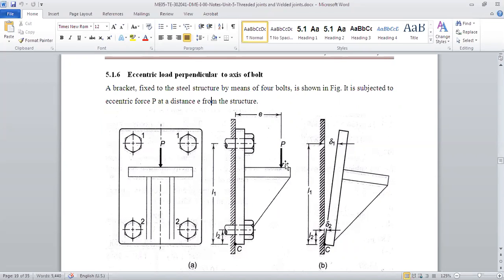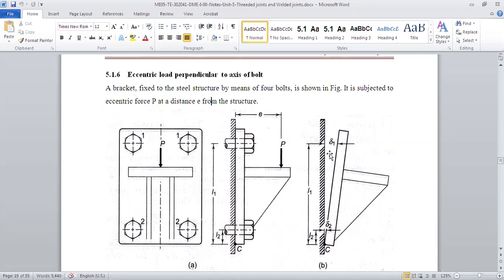Now when we are putting load P here, this whole thing will try to rotate about this point. So this particular bolt will be stretched by a distance delta 1. Delta 1 is the change in length. And we are assuming that these are all rigid, right? We are assuming this wall is rigid, it is not bending, it is not flexible, and this structure bracket is also rigid. So delta 1 will be the change in the length of bolt 1, and delta 2 will be the change in the length of bolt 2.